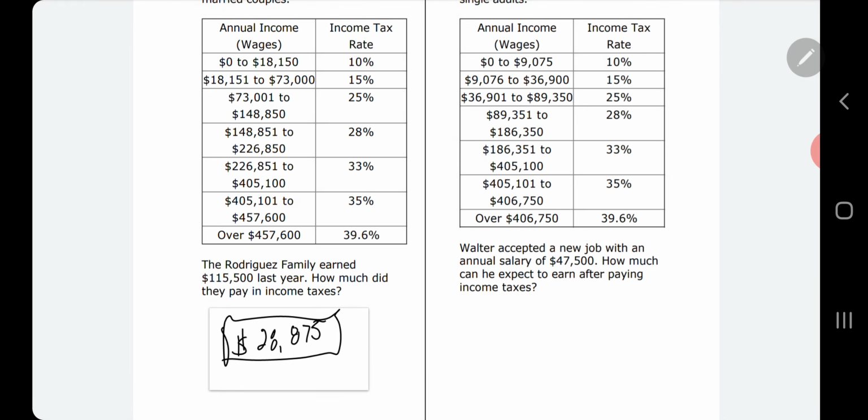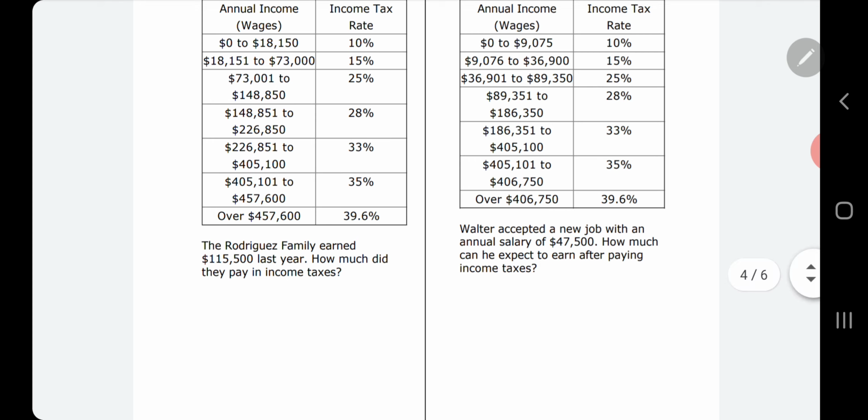So there's our answer right there. $28,875, 0 cents if you want to put it. All right. I'm just going to look at the next question, guys, but it's pretty much the same thing. Walter accepted a new job with an annual salary of $47,500. How much can he expect to earn after paying income taxes? Okay, well, this one is a little bit different, because this one's just not asking how much taxes. This one's asking how much he'll earn. So we're going to have to find out how much he'll pay in taxes, and then subtract out what he pays in taxes.